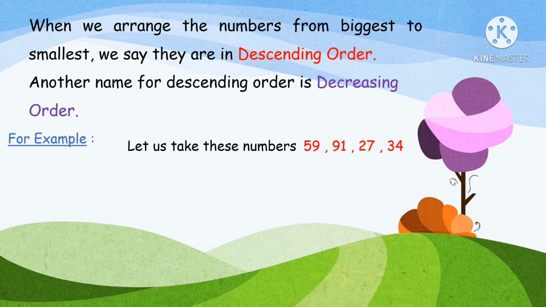So we will put 91 first. Then we will put the number which is biggest among the other three remaining numbers. So the number after 91 will be 59. Now we have to put the number which is less than 91 and 59 but greater than the smallest number. So we will put 34 after 59, and lastly we will put the smallest number, that is 27.